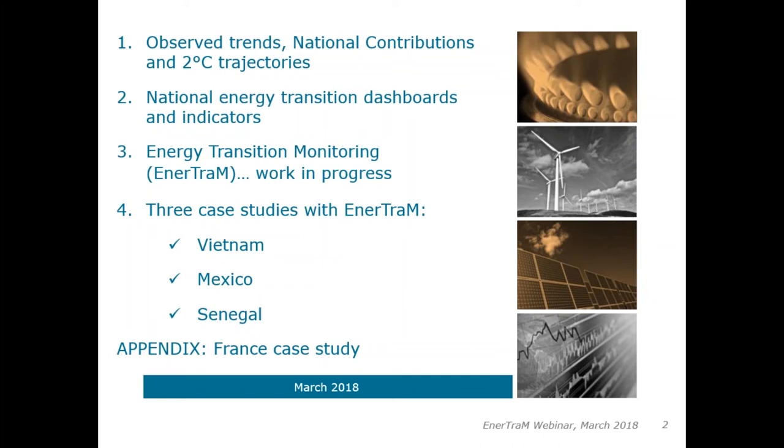The third stage will be the presentation of the methodology used in the energy transition monitoring EnerTraM system and the work in progress. And in the second part of the webinar, I will present three case studies that have been recently developed for the Agence Française de Développement. One case study on Vietnam, one on Mexico, and one on Senegal. I will not present a French case because we have quite a lot of material on this issue, but it would be too long. But I may be able to answer some questions on the French case. So I hope this will give an idea of how an appropriate information system can help to observe and to participate in the definition of effective energy and climate policies.